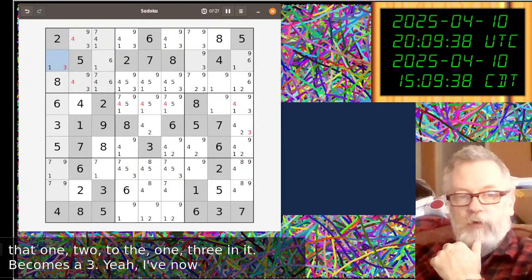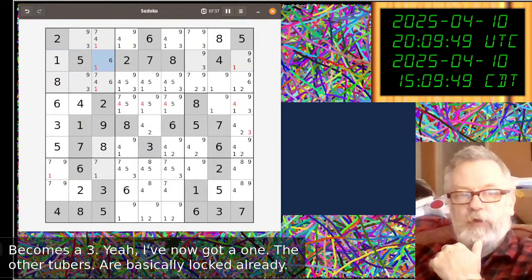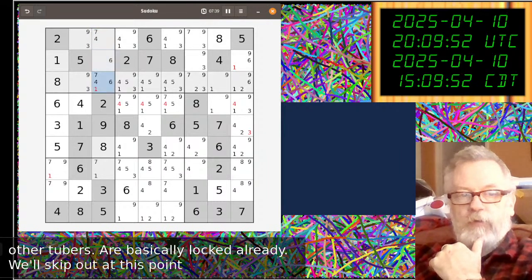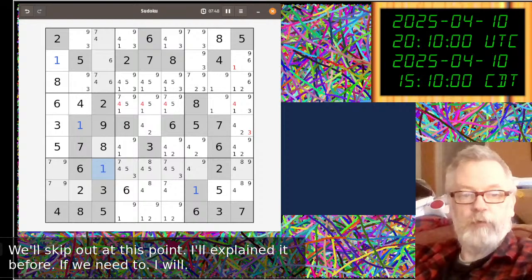The other 2 numbers are basically blocked already. We'll skip why at this point. I have explained it before. If we need to, I will go through that again. That gives us a solved 1 in the bottom left square.